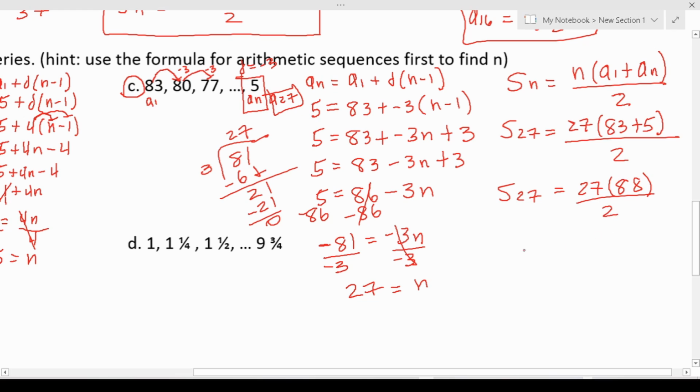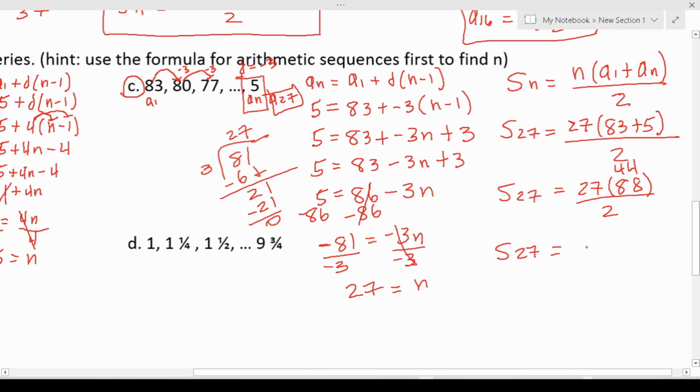Again, to make this math a little bit easier, and my pen's starting to act up a little bit, I'm going to do 88 divided by 2 real quickly. 2 goes into 8 4 times. 2 goes into 8 4 times.